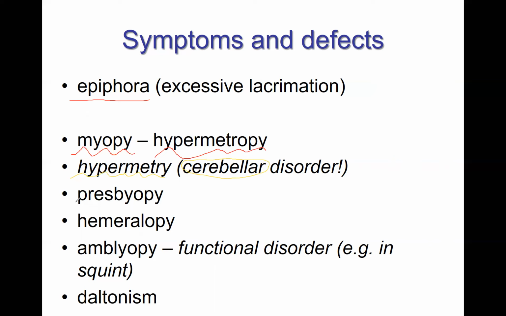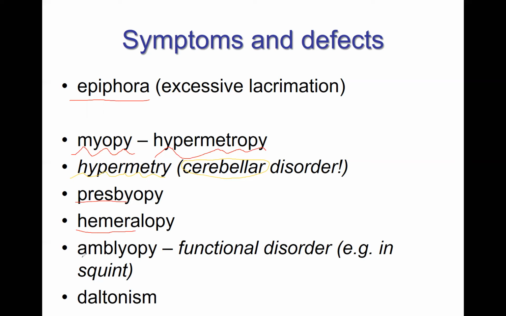Presbyopia, when you get old after 40 years of age, so in my age, you usually have problems with vision. You are usually hypermetropic. Hemeralopy, problems with vision in dark areas, mainly during the dusk or dawn, usually in myopes.